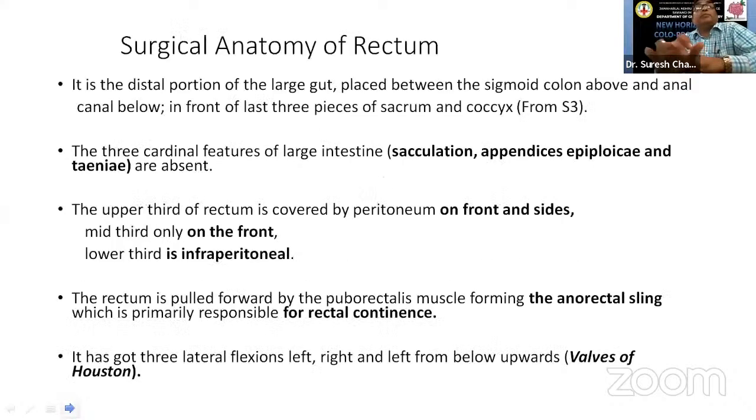Surgical anatomy of the rectum: it is the distal portion of the large gut placed between the sigmoid colon and anal canal, in front of the last 3 pieces of the sacrum and coccyx. The 3 cardinal features of the large intestine, haustra, appendices epiploicae, and taenia, are absent in the rectum. The upper third is covered by peritoneum on the front and sides, the middle third only on the front, and the lower third is extraperitoneal. The rectum is surrounded by the puborectalis sling, which forms the anorectal ring, which is mainly responsible for rectal continence.